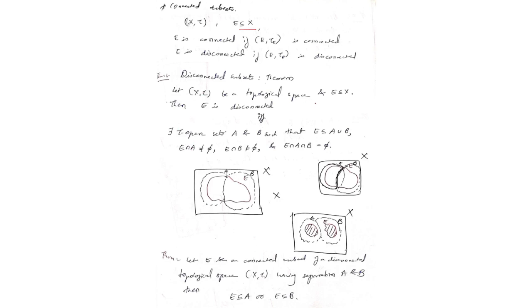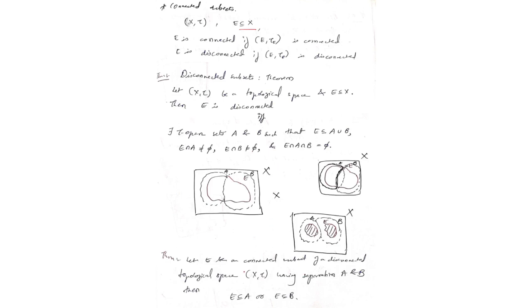Let (X, tau) be a topological space and E a subset of X. Then E is disconnected if and only if there exist tau-open sets A and B such that E is a subset of A union B, E intersection A is non-empty, E intersection B is non-empty, and E intersection A intersection B is empty. Then we say that a subset E of X is disconnected if it satisfies all these properties.